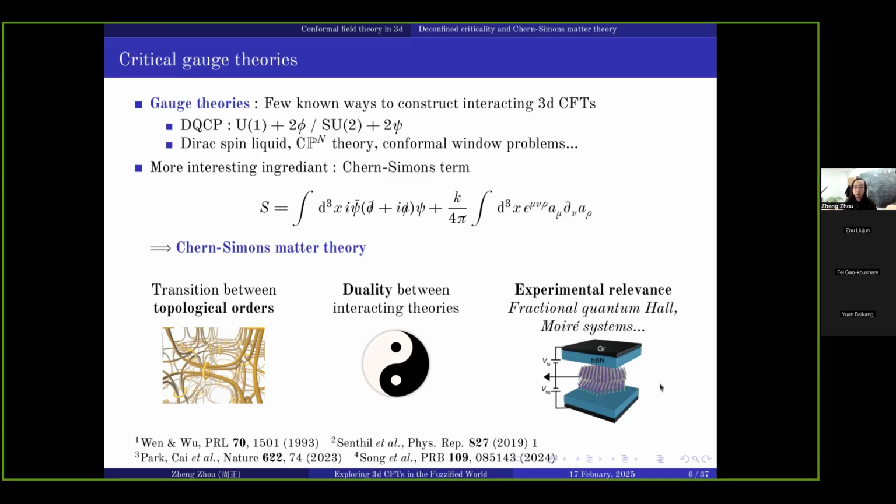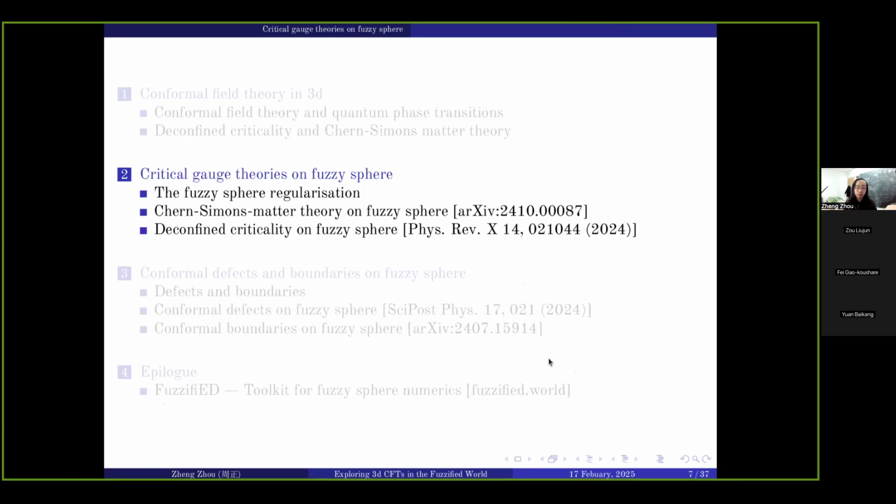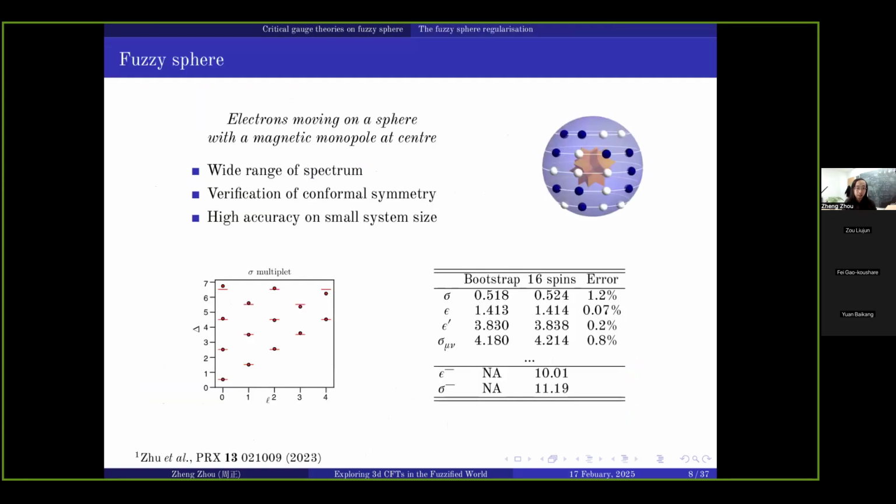For conformal bootstrap, for example, they cannot distinguish different theories with the same global symmetry. For quantum Monte Carlo, there is inevitably the sign problem. So that's why we turn to another recently developed method to study the 3D CFTs called the fuzzy sphere.